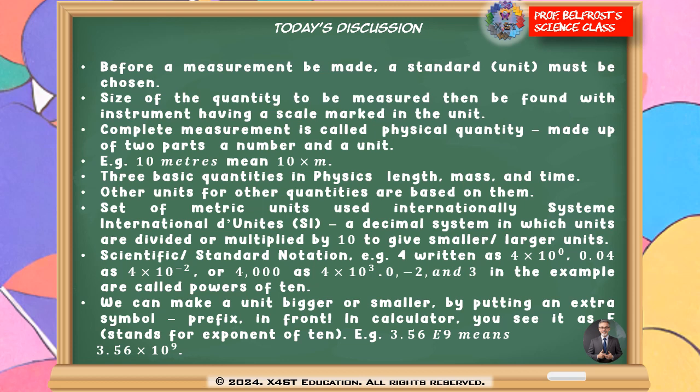Okay, so for standard notation in a calculator, you can see it as E. Capital E stands for exponent of 10, for example. In a calculator, if you do some calculations and you obtain the result 3.56 E9, it means 3.56 times 10 to the power of 9. Okay, it's easy, right?